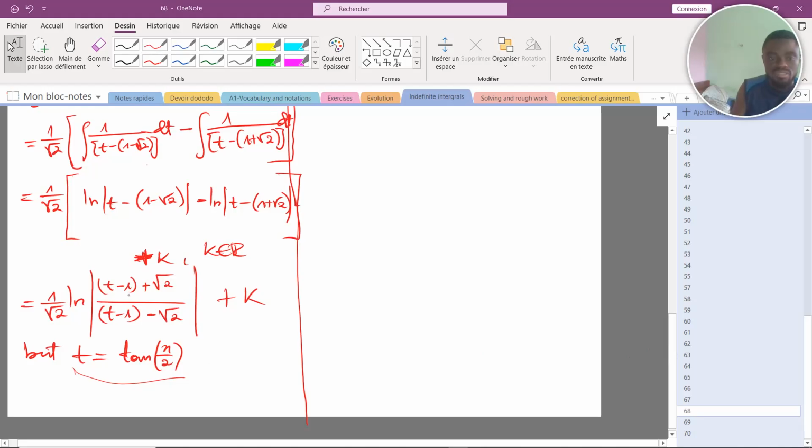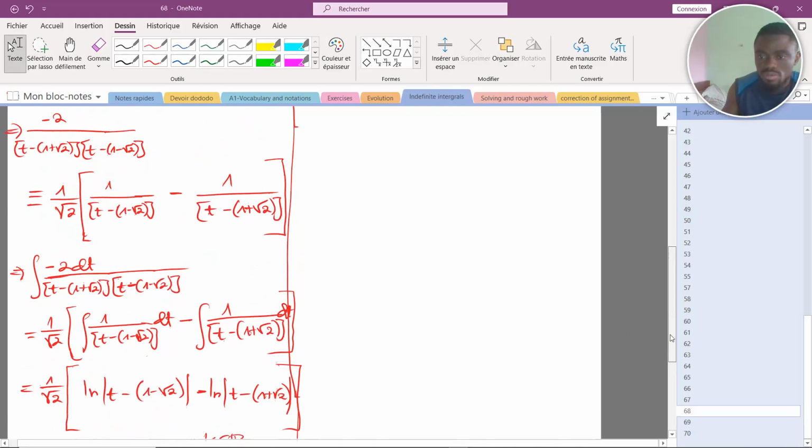Look at something. Where is this t minus 1 coming from? This minus will affect this one, and it becomes t minus 1. Is that okay? This minus affects this, so this becomes plus root 2. The same thing here: t minus 1, I put it here. This minus affects this plus root 2, and it becomes minus root 2. Is that okay? So where I see t, I replace it by tan x on 2.